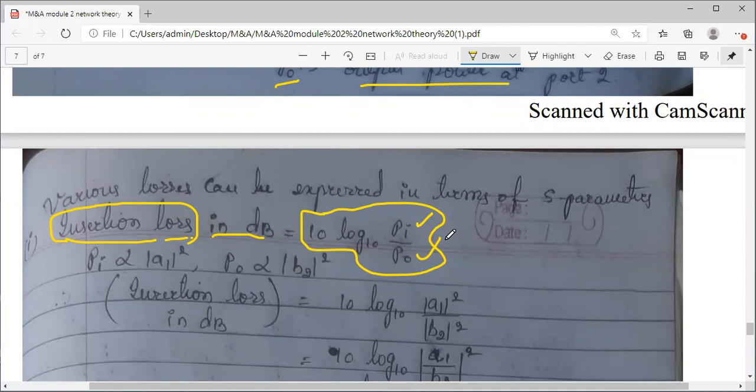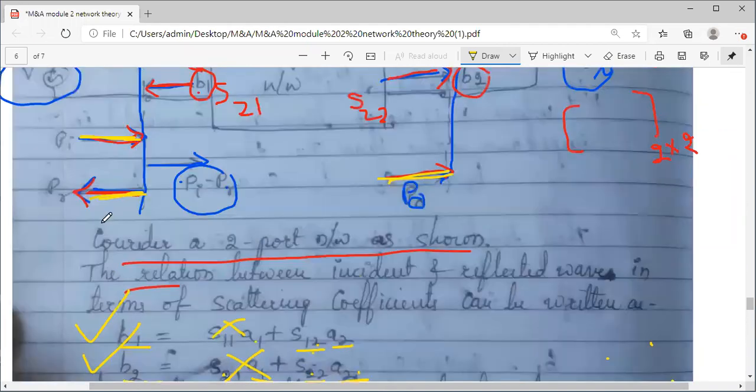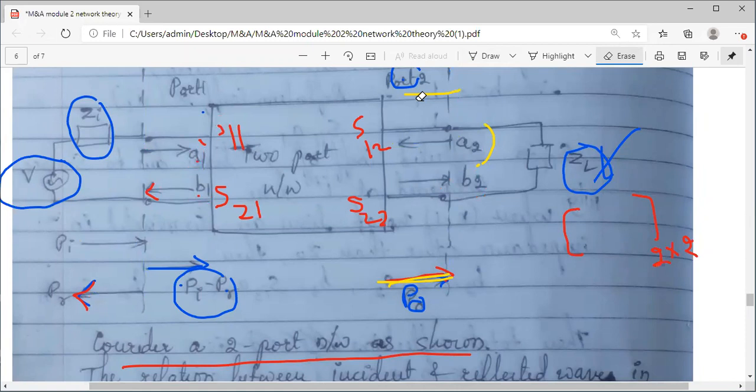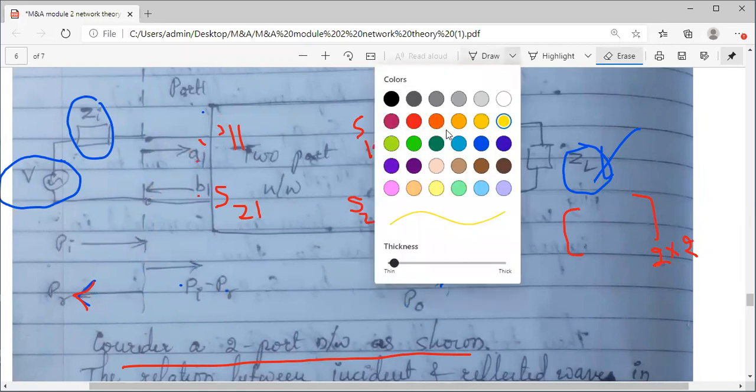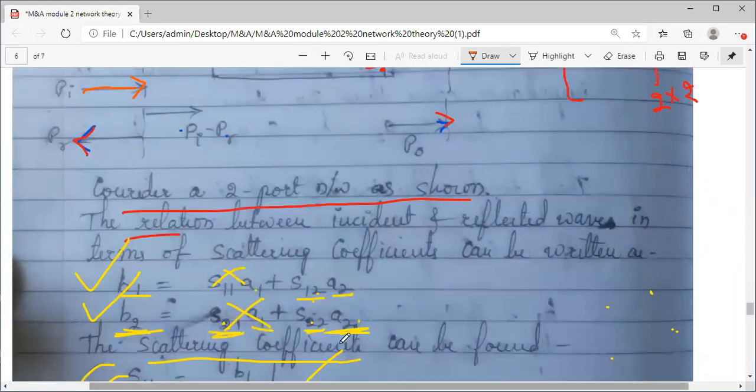So that's why I have taken the help of proportionality. I had told you earlier to check the directions of these powers with the waves. I'll recall it. Let me take a different color. See, you have incident power PI and A1. Both directions are the same, right? Directions are the same, so I can take the proportionality.